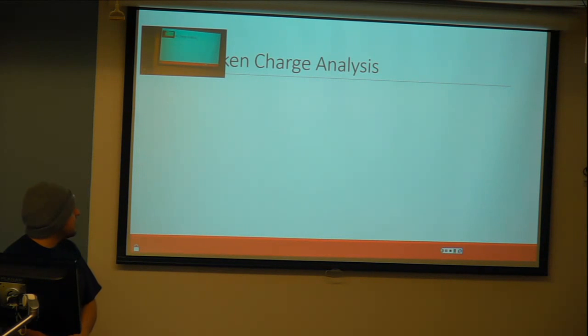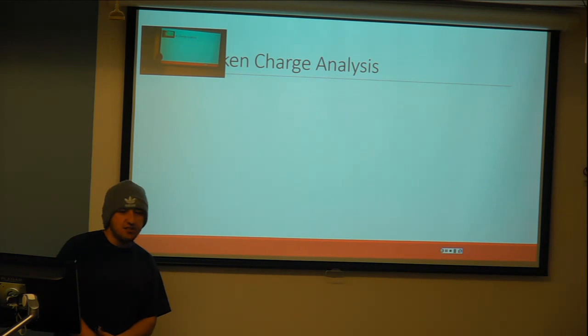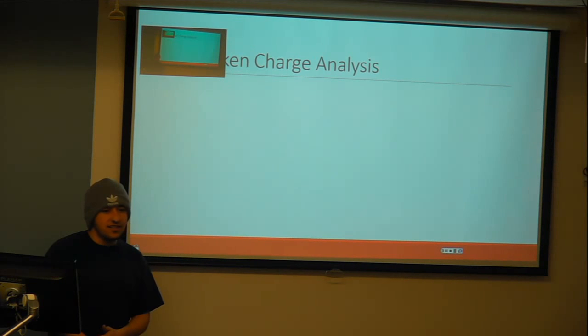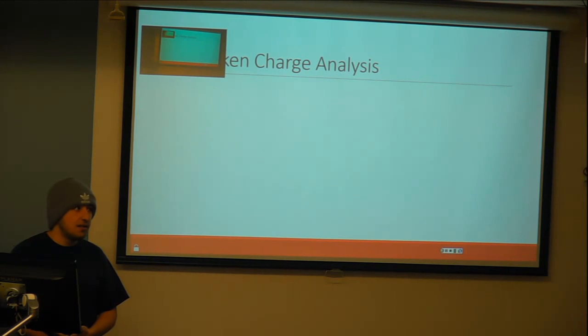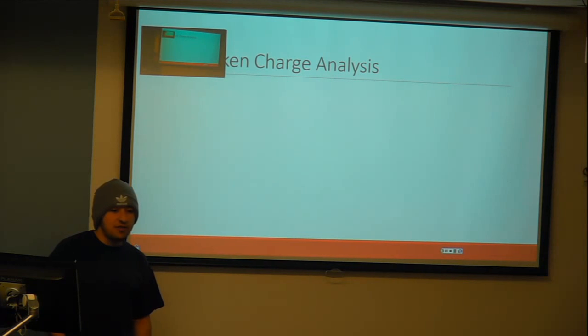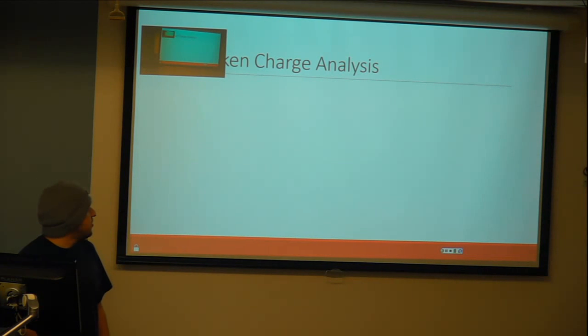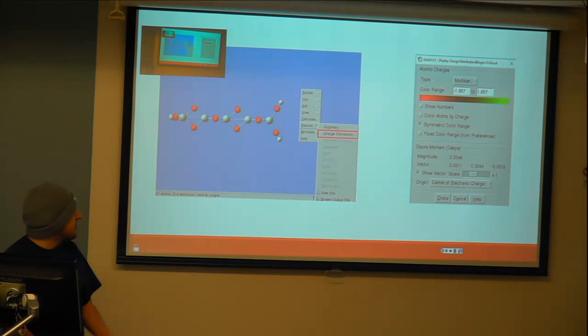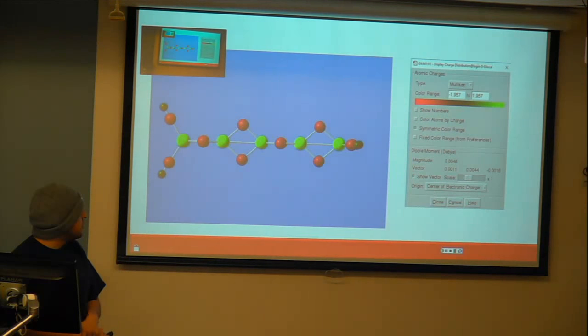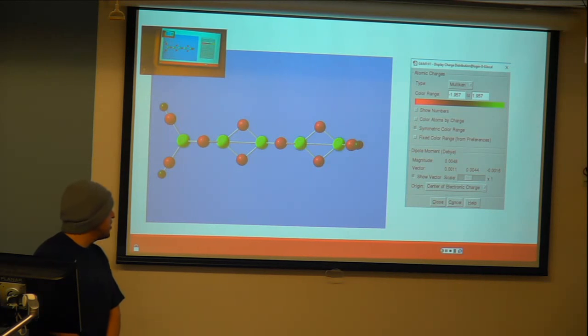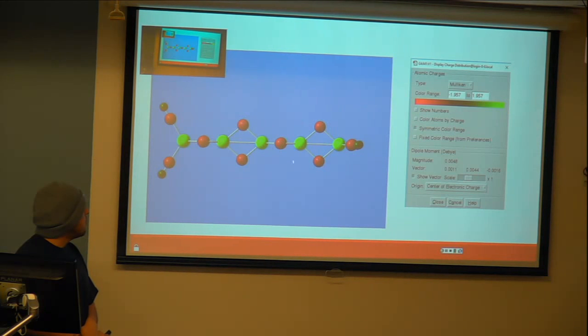But the first thing I'll talk about is Mulliken charge analysis. For this, you don't have to add any special type of keyword or anything. It is automatically in the output file whenever you're done running your job. You just go to results, charge distribution. You can already see the word Mulliken up there. And after you hit color atoms by charge, you'll be able to see more so where the charges are.